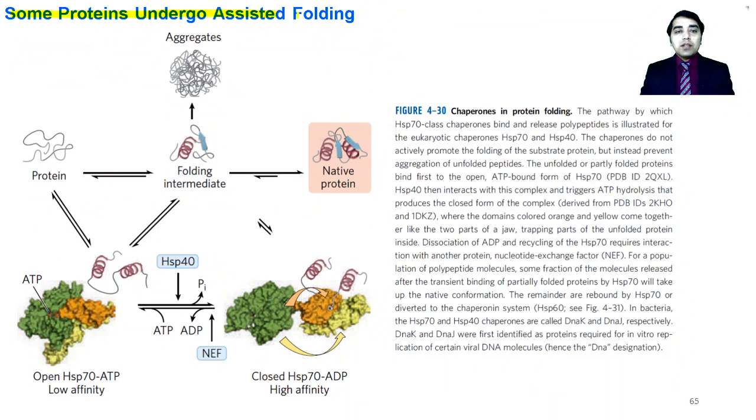Some proteins undergo assisted folding. For example, this is a protein that is folded into its folding intermediates. Sometimes this folding intermediate is converted directly into the native protein, but many times it needs chaperones like HSP70. For example, this is HSP70 that is bound to ATP. When the folding intermediate binds with HSP70, it changes its conformation and leaves the protein in its native form.